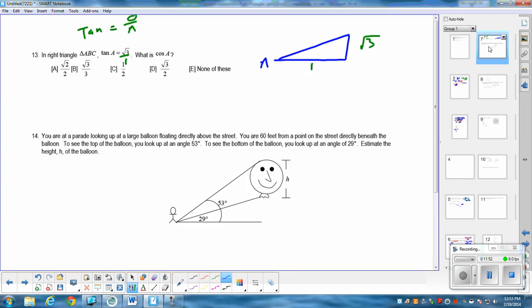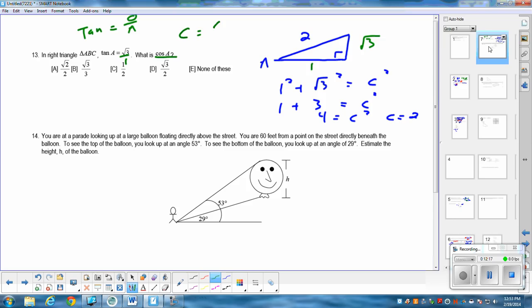And if you don't, you can always do the Pythagorean theorem to find the hypotenuse, which will have to be 2. So then we are looking for the cosine of A. Cosine is adjacent over the hypotenuse, the adjacent side to A being the 1, and the hypotenuse of this triangle being the 2. So 1/2 is the cosine of A.